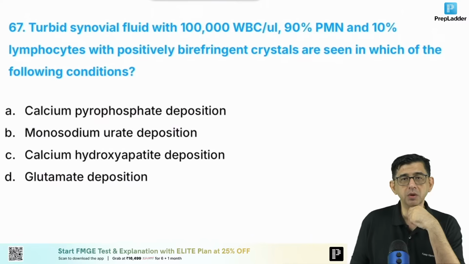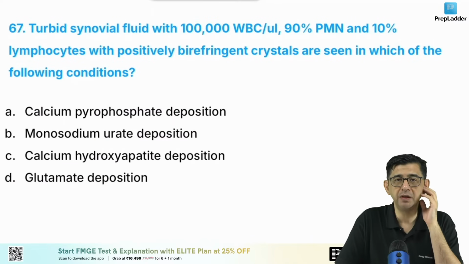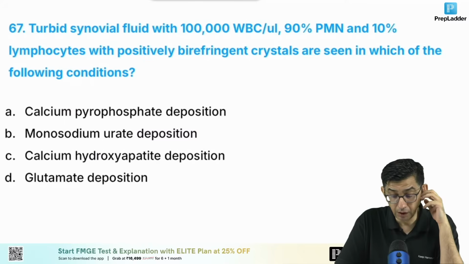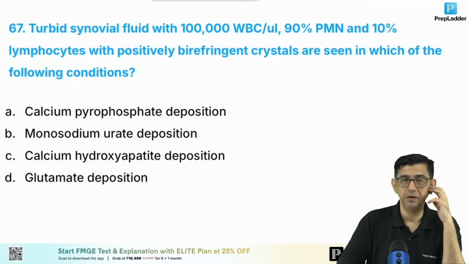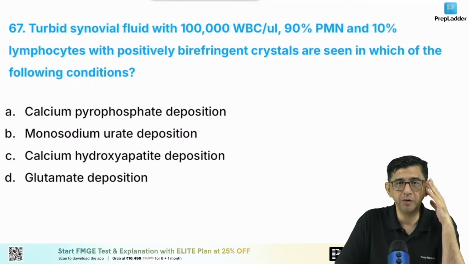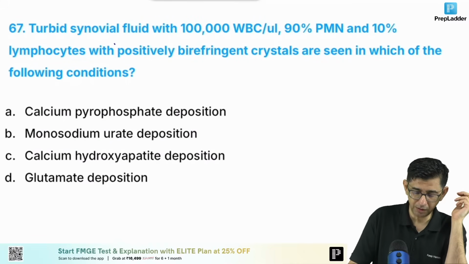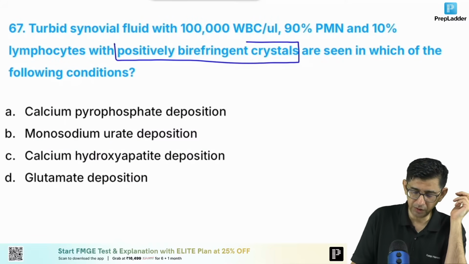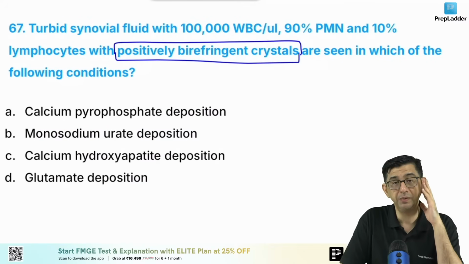Moving to the 67th one, we have a turbid synovial fluid with 1 lakh white blood cells, 90% neutrophils, and positive birefringent crystals. That's the key word that you have to identify. Turbid fluid is understandable. I thought it is septic arthritis, but then he's mentioning these crystals and they're positively birefringent, which will make it easier for you to answer this quickly. Yeah, spur cells is a good answer.